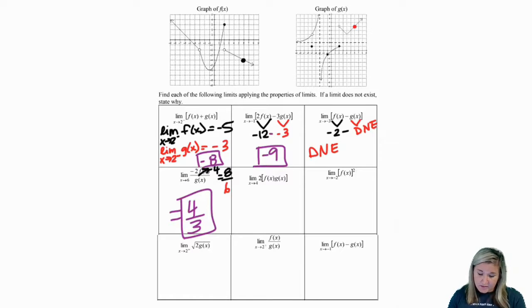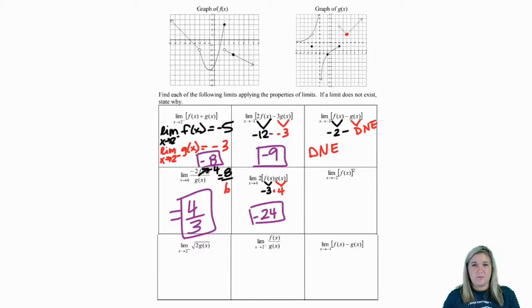Okay, so I have the limit as x approaches 4 of 2 times f of x times g of x. So I need to find the limit as x approaches 4 for f of x, which is going to be negative 3. So this piece right here is negative 3. And then the limit as g of x approaches 4, which would be 4. So this piece is positive 4. So I'm going to multiply those two and then multiply it by 2, which would give me a negative 24.